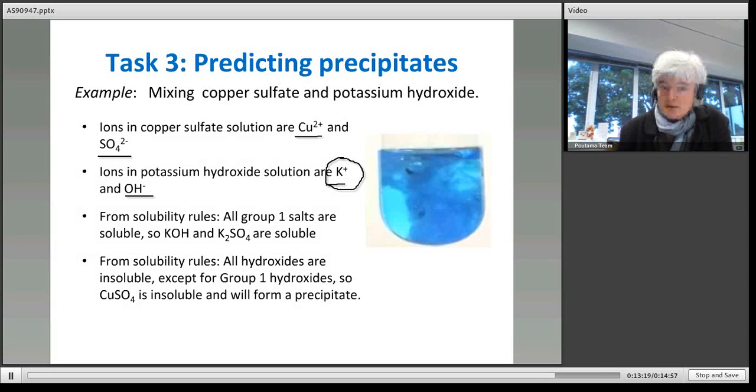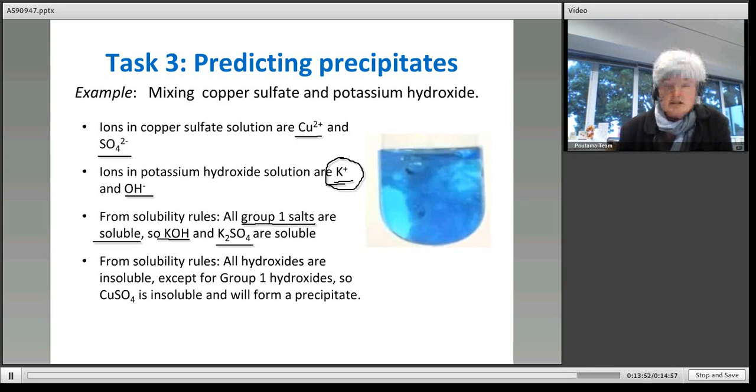So then you'd say from the solubility rules, all group 1 salts are soluble. Now, if you're not sure why I said that, it's because potassium is in group 1. You are given a periodic table, so you can look it up to find out what group it is in and apply the solubility rules. So if all potassium salts are soluble, it means that the combination of potassium and hydroxide must be soluble, and the combination of potassium and sulfate must be soluble.